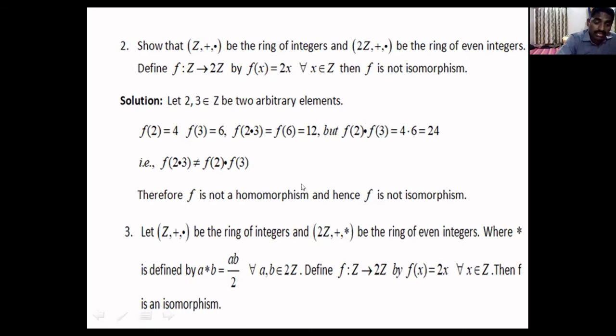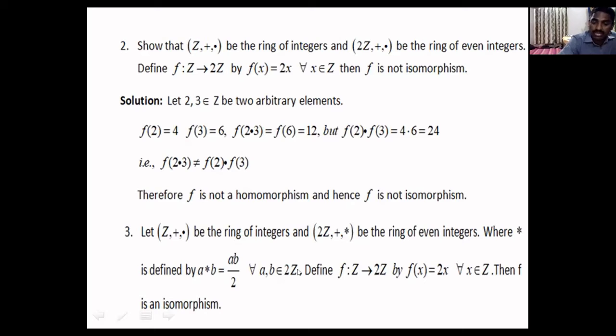Next example. Let (Z, +, ·) be the ring of integers and (2Z, +, *) be the ring of even integers, where * is defined by a * b = ab/2. This is ordinary multiplication, the usual multiplication, but * is an operation defined like this: a * b = ab/2.